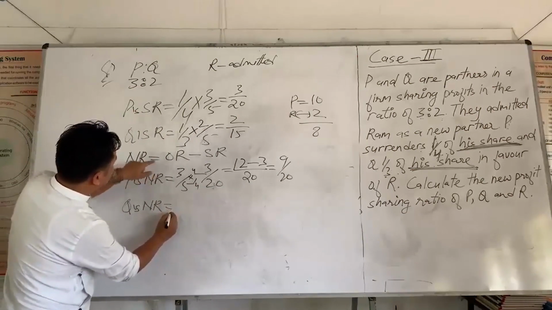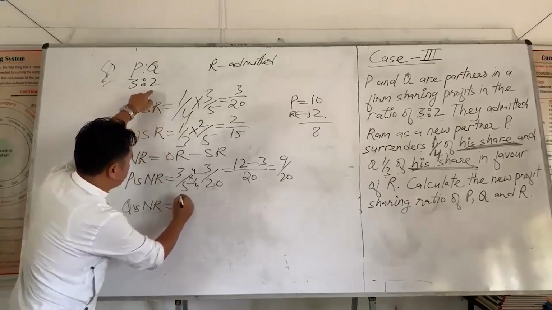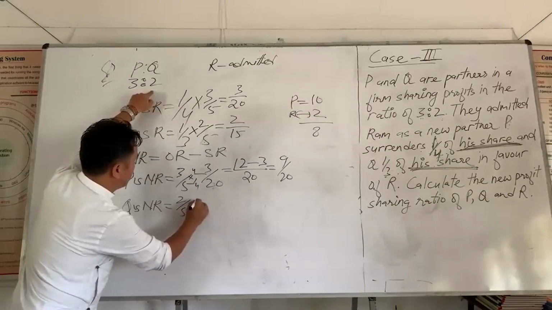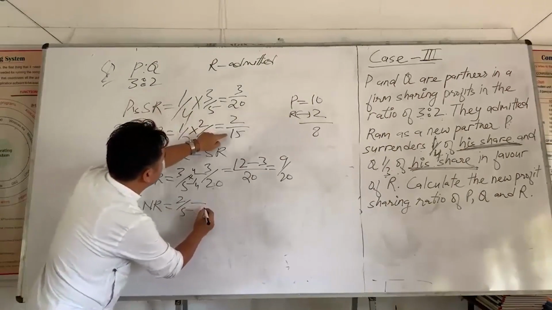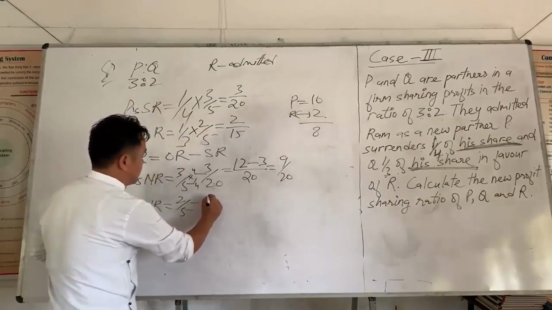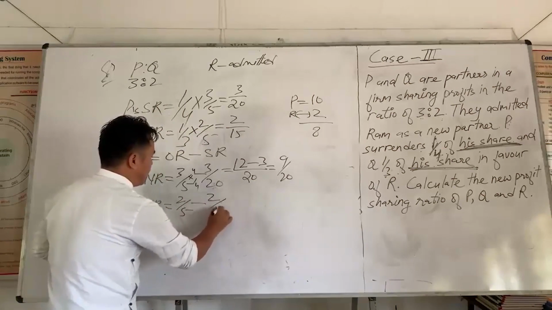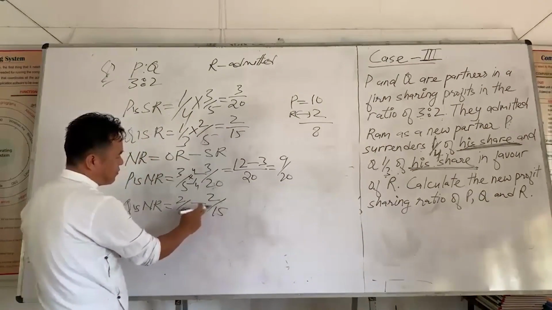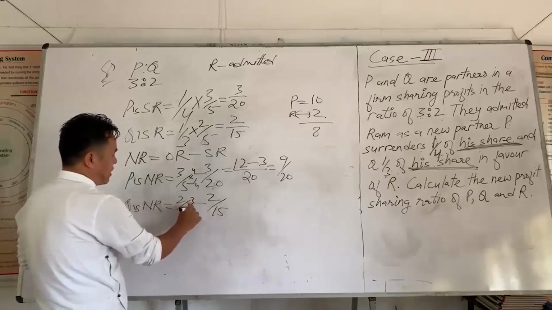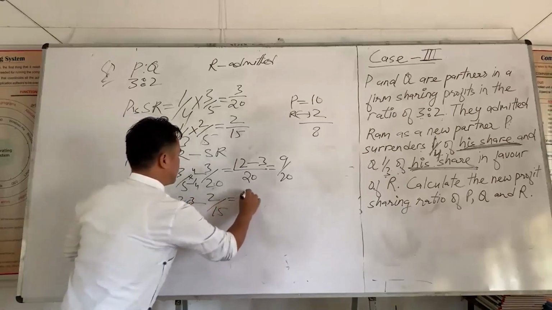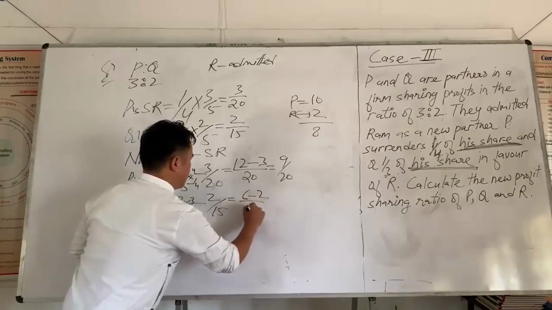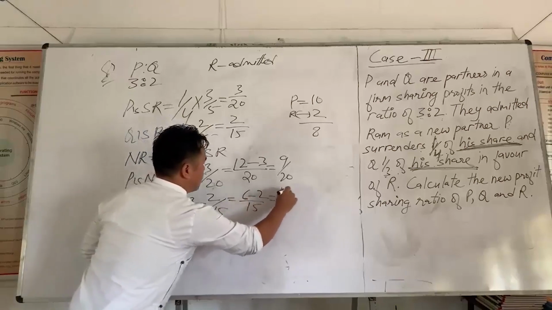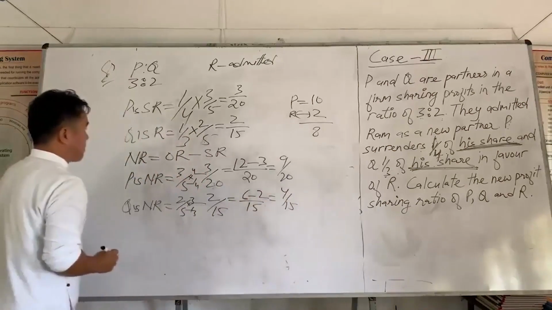Now we are going to find Q's new ratio. What is the formula of new ratio? Old ratio. So Q's old ratio is 2 by 5 minus what is Q's sacrificing ratio? It is 2 by 15. So we have to make the denominator the same in order to deduct 2 by 15 from 2 by 5. So 3 by 3. So here we got 6 minus 2 divided by 15, which is 4 by 15.